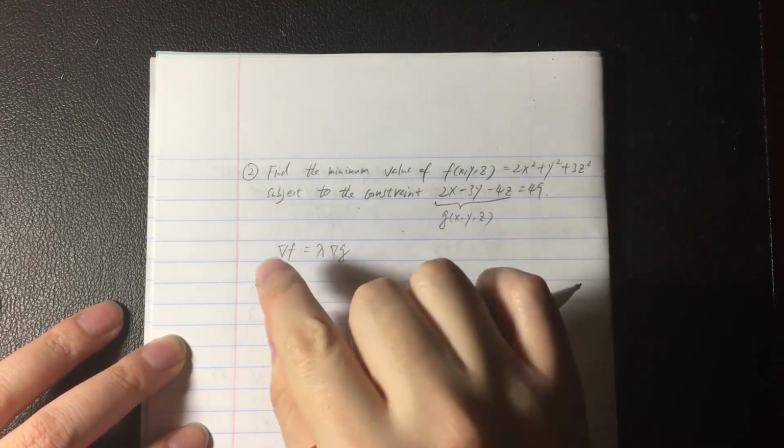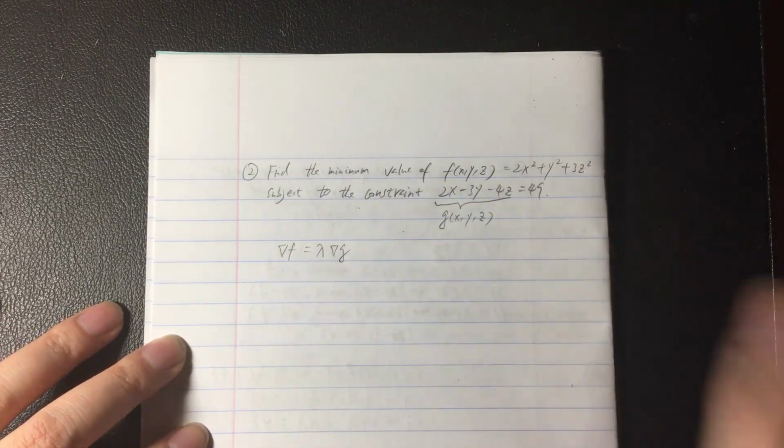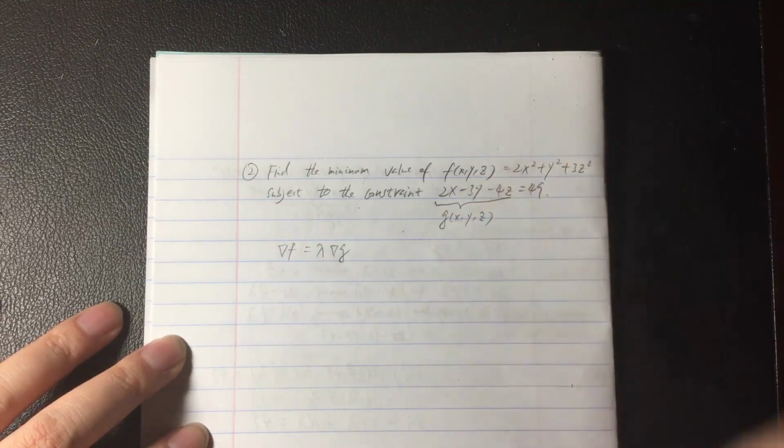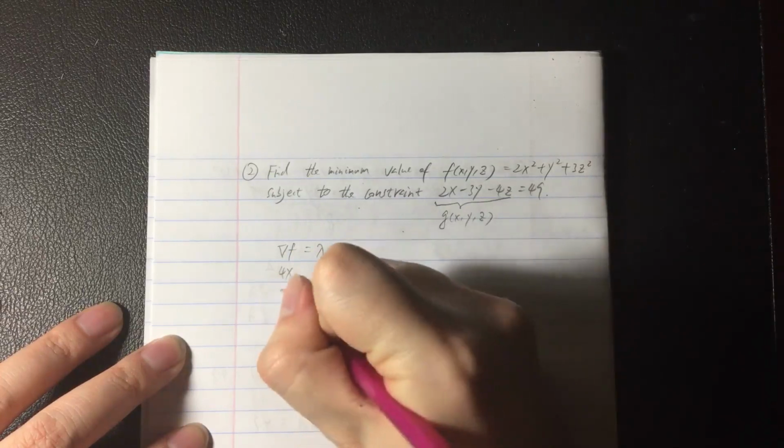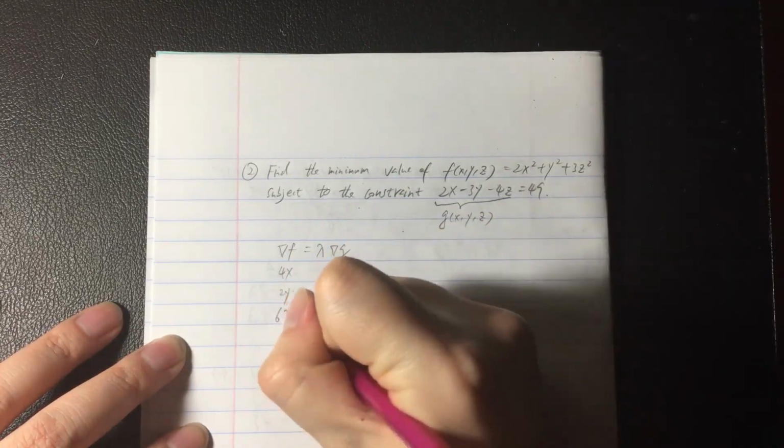For gradient vectors of function f and g, we take partial derivatives with respect to x, y, and z. So let's take partial derivatives for function f first. I get 4x, 2y, and 6z.